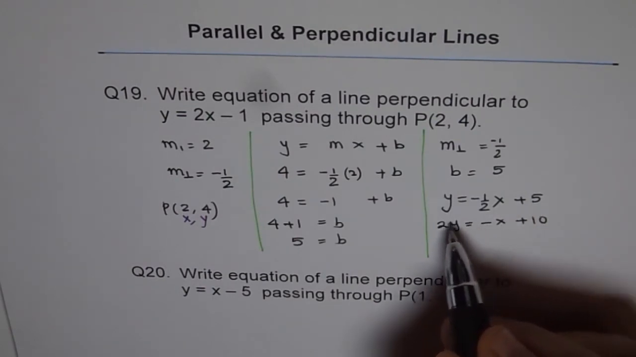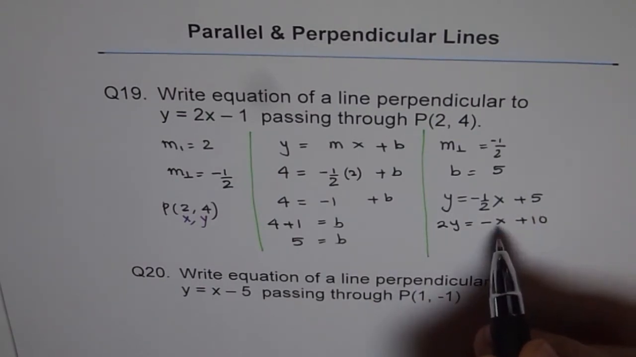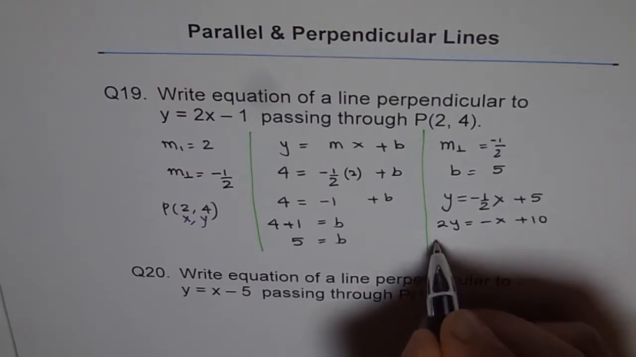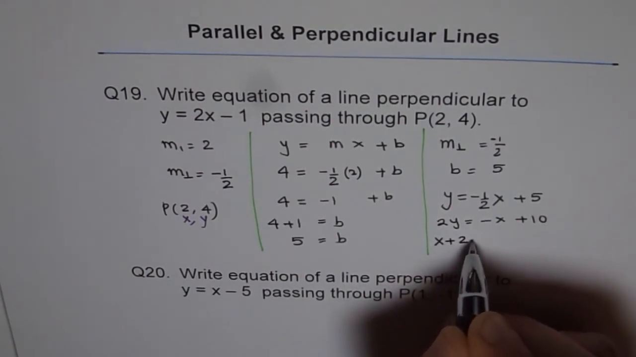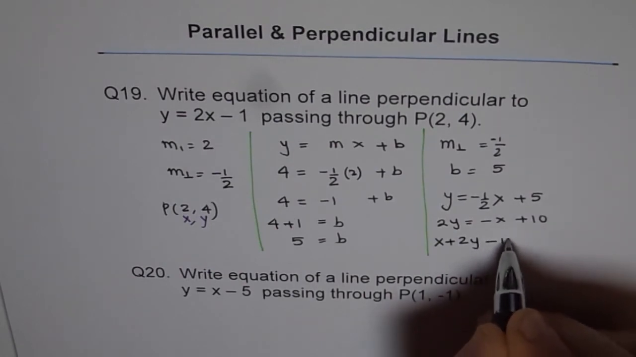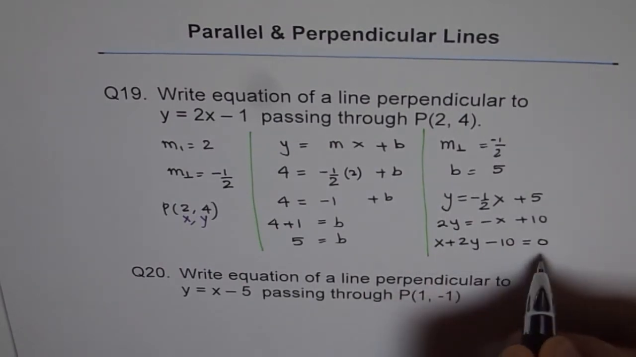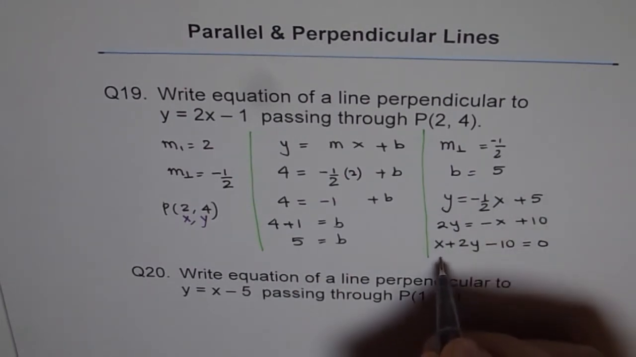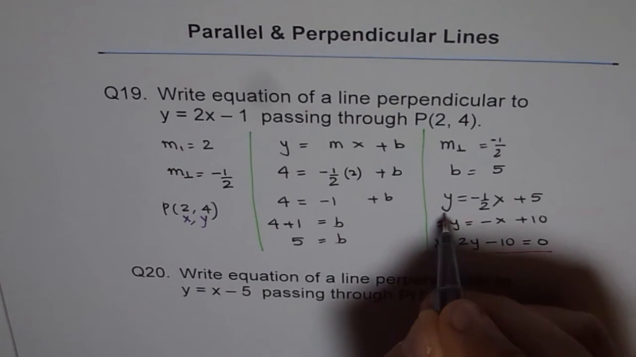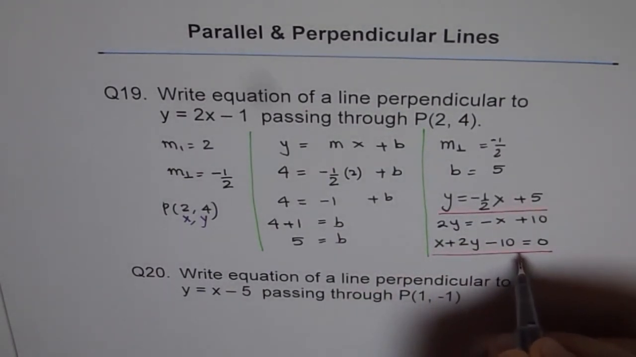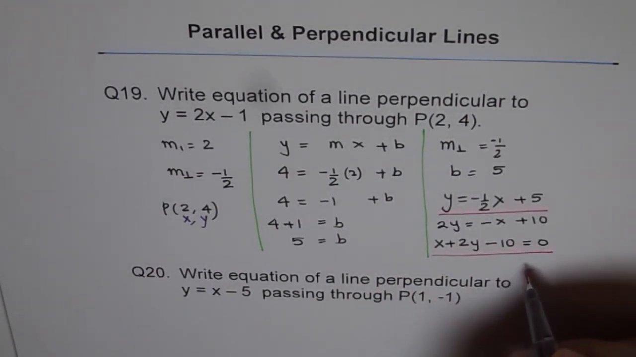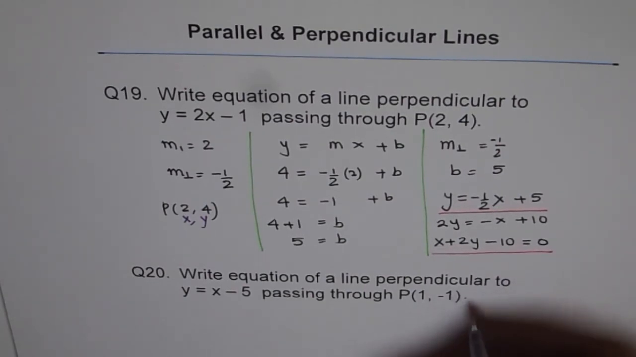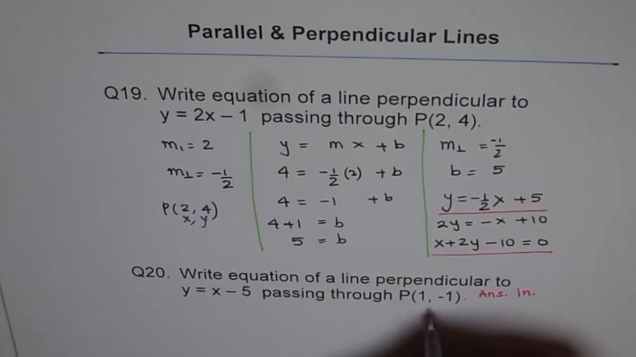Now bring all the terms together and x should always be positive. So we will bring this here. We say x + 2y - 10 = 0. So that is our answer in standard form. So both these answers are correct answers. Depending on the question, you may or may not be required to convert to standard form, right? But as a practice, convert them to standard form. Okay, so let me write down here the answer in standard form.